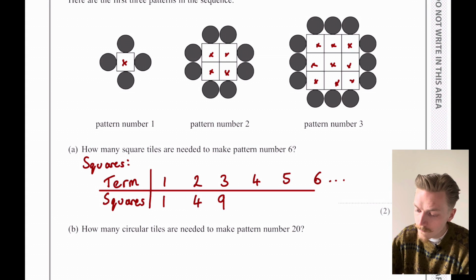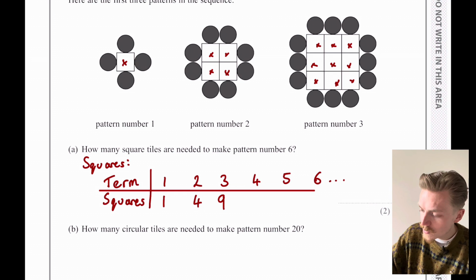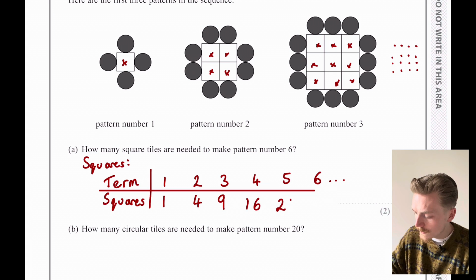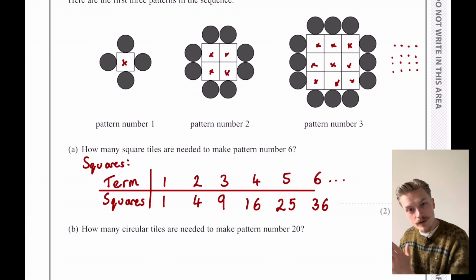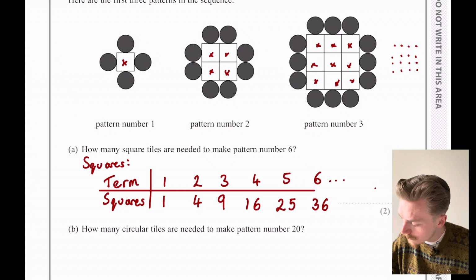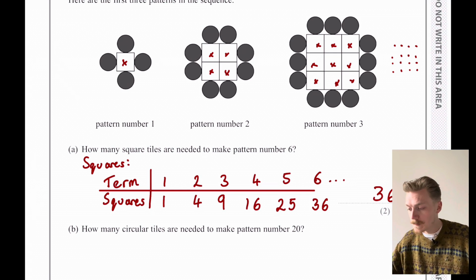So if we carry this on, the fourth one is going to have, if you imagine it, a square with 4 along and 4 down. So that is 4 squared, or 16. And we could keep this going, 25. 6 times 6 is 36. So just doing the square numbers up, and that will get us how many square tiles are needed. So we will need 36 square tiles to get the 6th pattern.